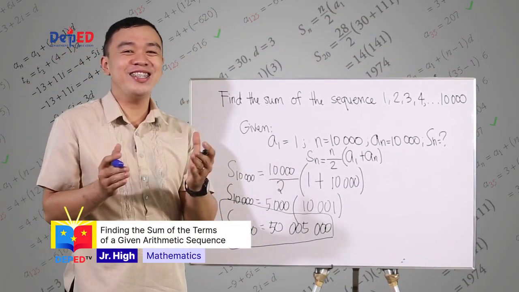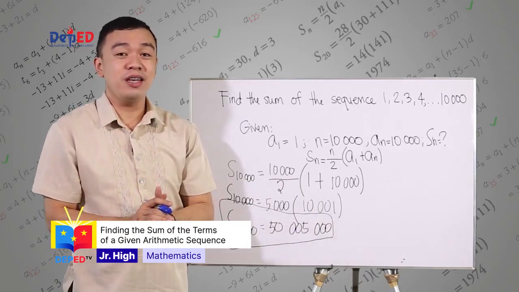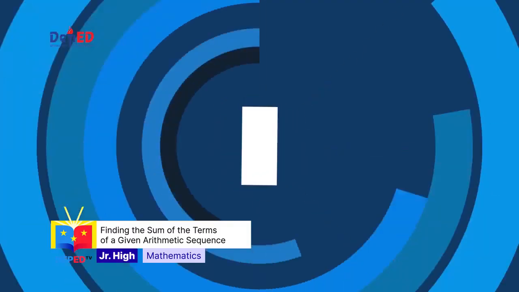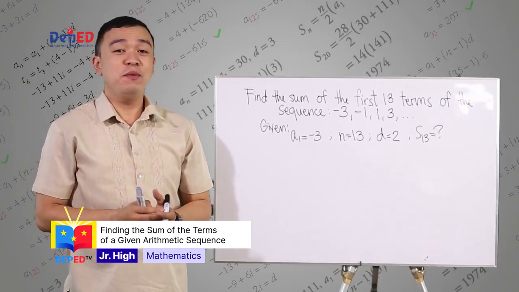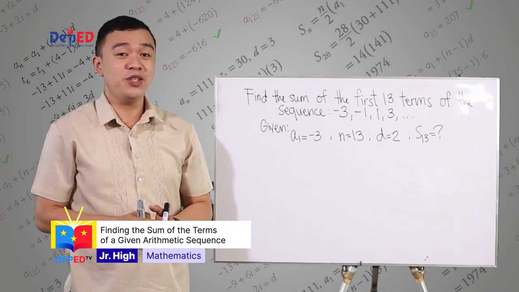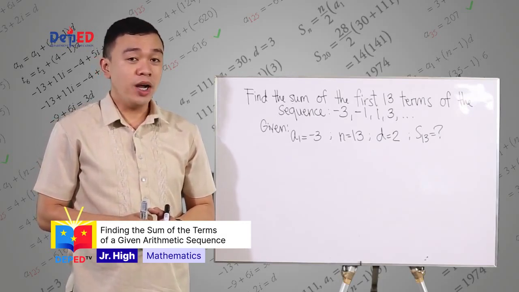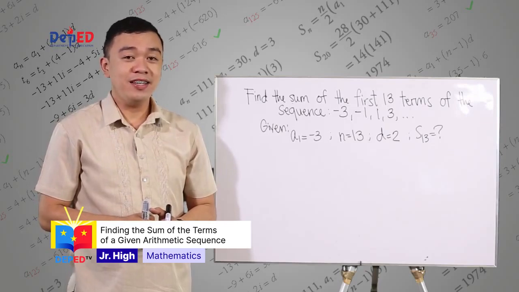Oh, so awesome! Fasten your seatbelts as we proceed to the next exercise. Find the sum of the first 13 terms of the sequence -3, -1, 1, 3, and so on.